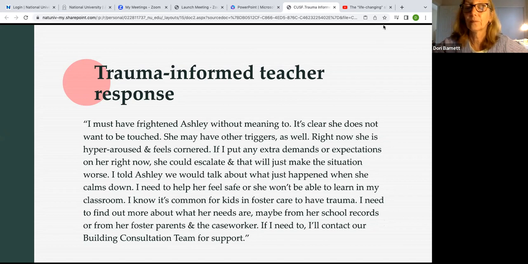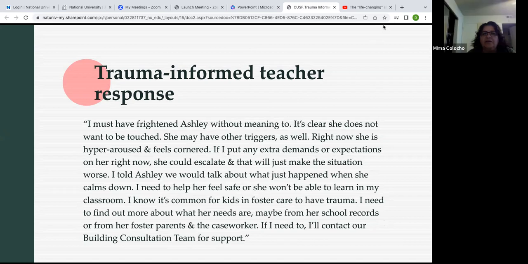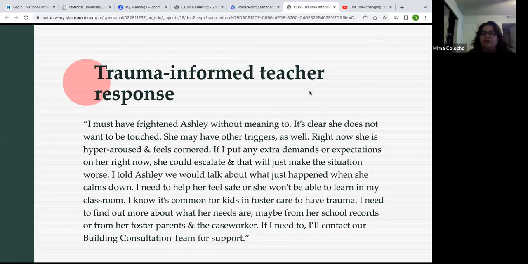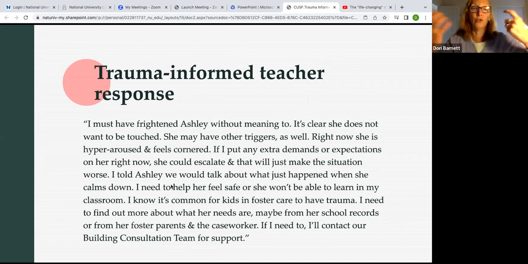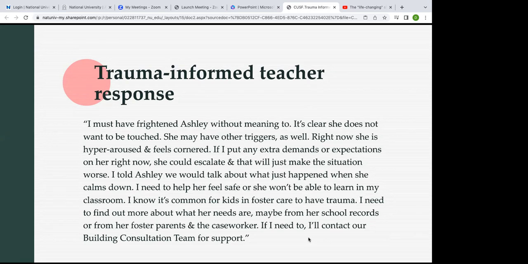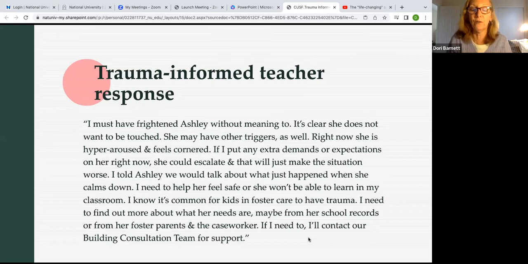I like the one that says I need to help her feel safe, or she won't be able to learn in my classroom. Okay, so I heard two people say that. It should be an understanding that she needs to feel safe. That's why we teach, right? Because we're caring. Yeah. The need to find out more about her needs. That was a great question that several of you brought up.